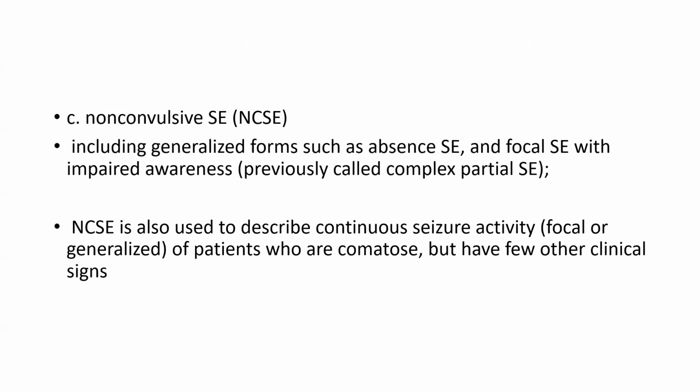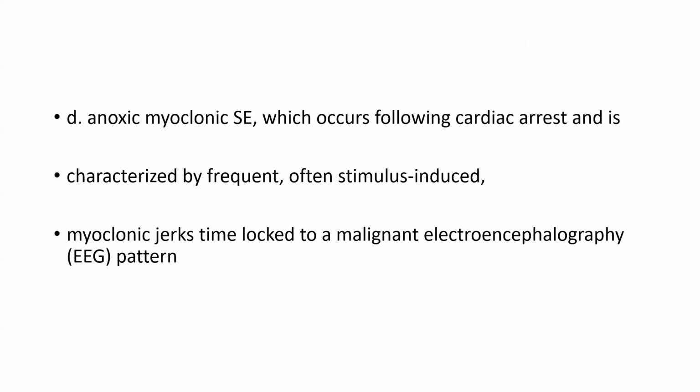Now, what is non-convulsive status epilepticus? It includes generalized forms such as absence status epilepticus and focal status epilepticus with impaired awareness. It is also used to describe continuous seizure activity in patients who are comatose but have few other clinical signs. Anoxic myoclonic status epilepticus occurs following cardiac arrest, and is characterized by frequent, often stimulus-induced myoclonic jerks, which are time-locked to a malignant EEG pattern.